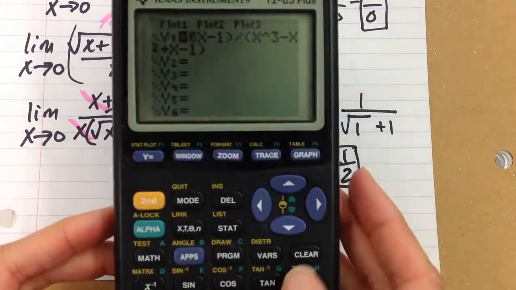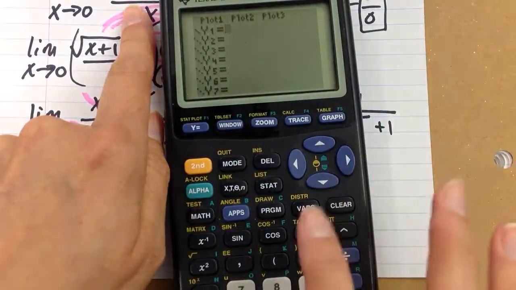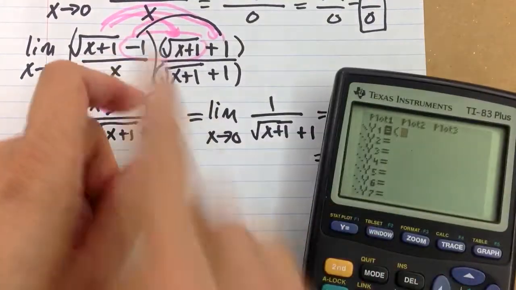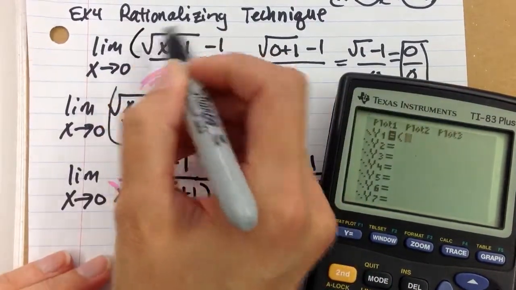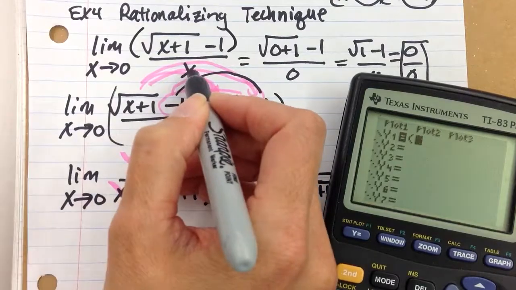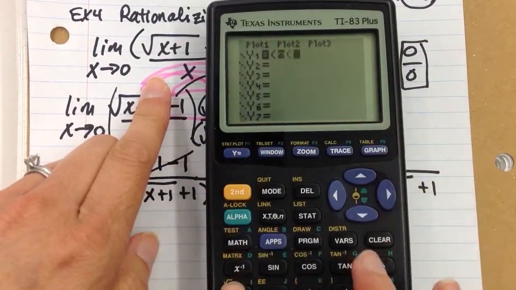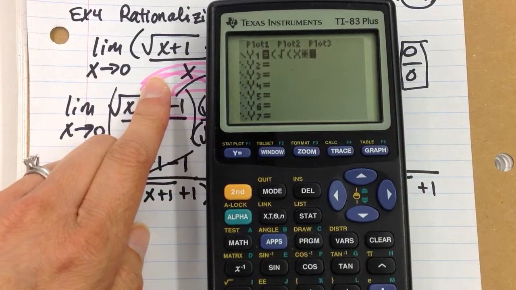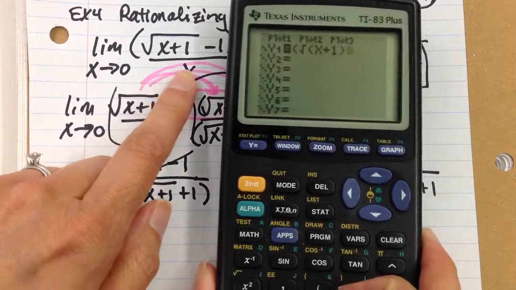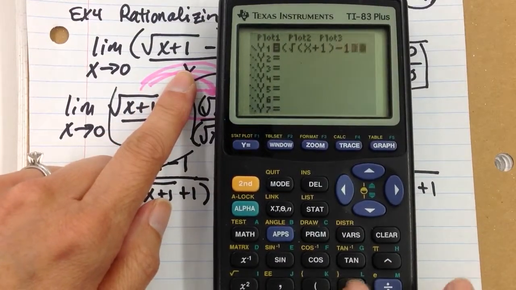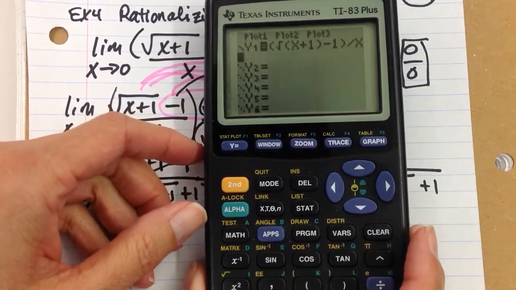Put y equals, and the original function, so we're going to have to put square roots around the whole top again. So we're going to put a parentheses around the square root. You don't need to do it for the bottom because it's just one thing. So parentheses, square root of x plus 1, end your parentheses, and minus 1, end your parentheses again for the numerator, divided by x. So it should look like that in your calculator.